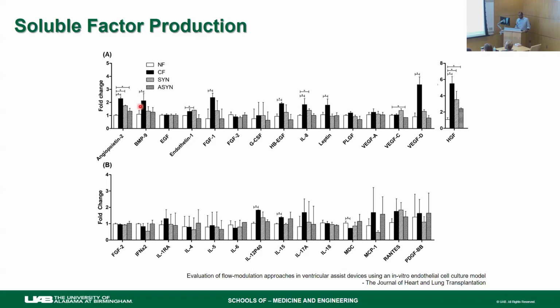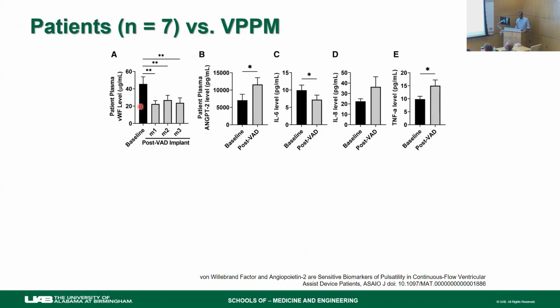So then what we were able to do is collect patient samples over a period of time and look at what changes in these patient samples. The control is pre-VAD blood samples and then the 1 month, 2 month, 3 month follow-up blood samples. So the first one here is von Willebrand factor. It seems like there's a significant decrease in von Willebrand factor, and that stays down over time.